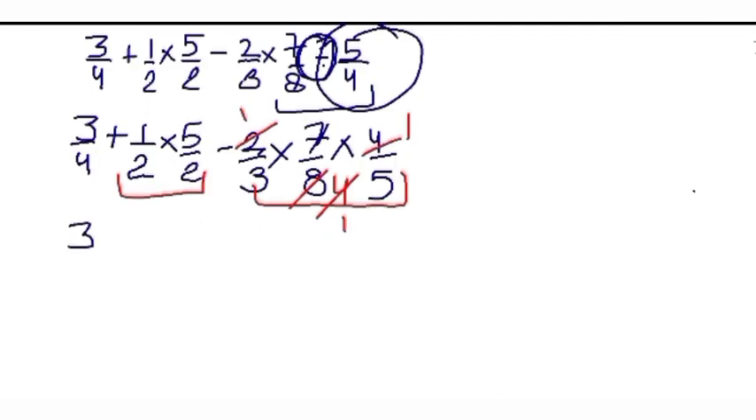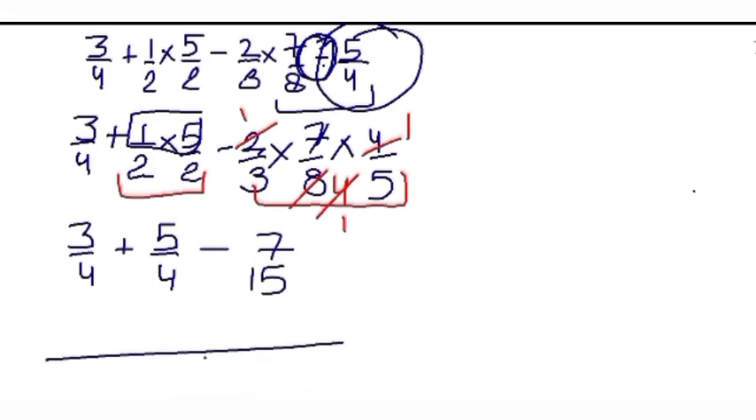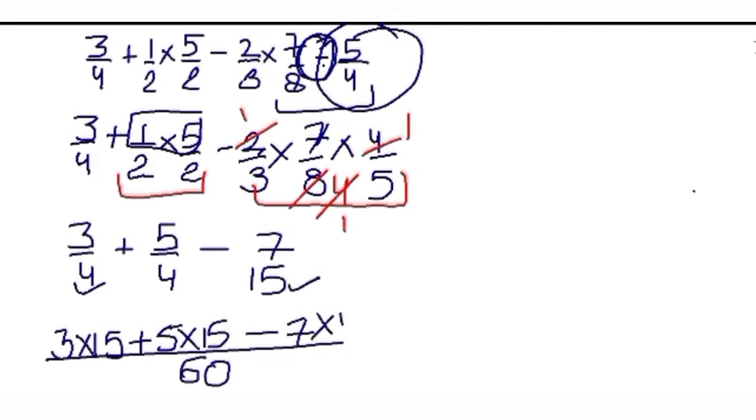Now write here 3 upon 4 plus 5 1s are 5 upon 2 2s are 4 minus 7 1s are 7 upon 5 3s are 15. So you will take the LCM of these denominators. LCM will be 60. To make this 4 into 60, with which number will you multiply it? You will multiply it by 15. So multiply this numerator also by 15, plus again 4 15s are 60. So multiply this 5 by 15, minus 15 4s are 60. So multiply this numerator by 4.